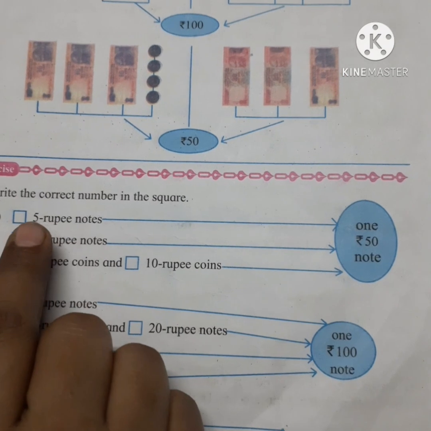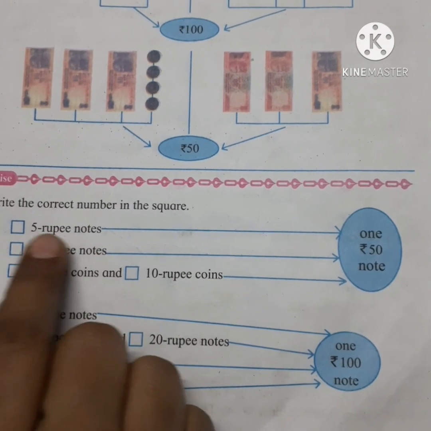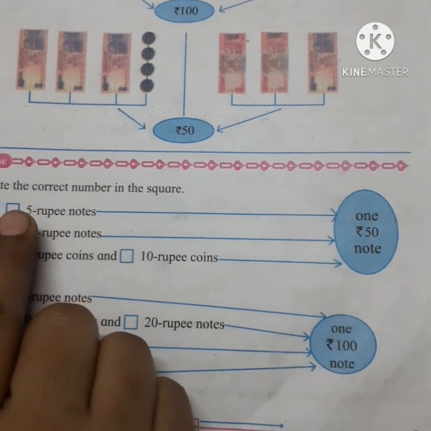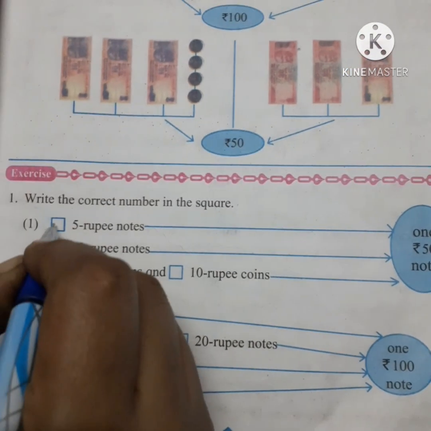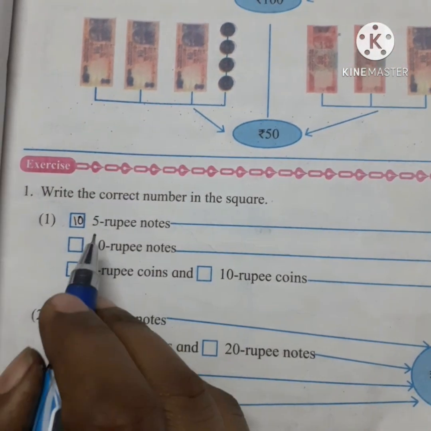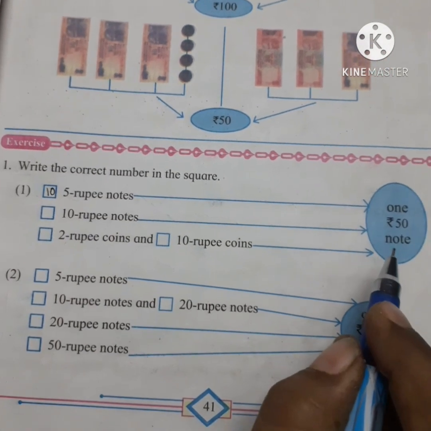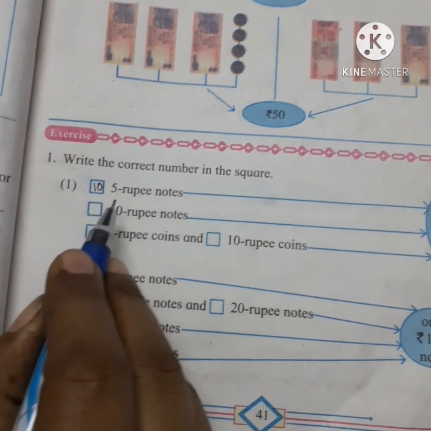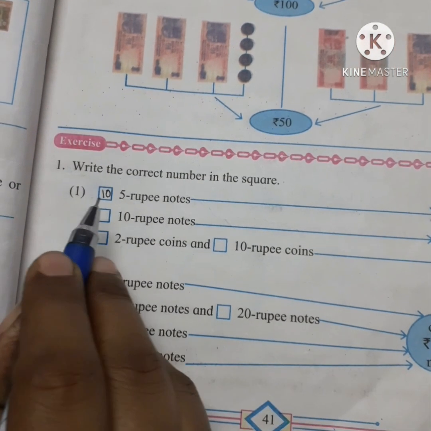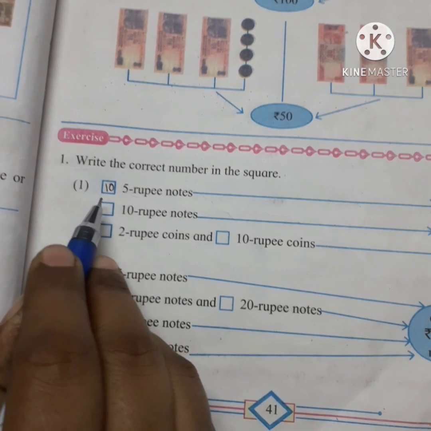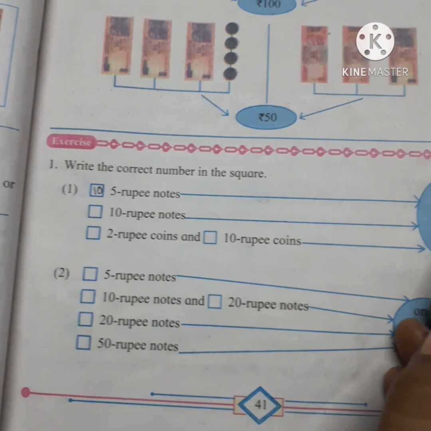If you take 5 rupee 4 notes, then 5 4s are 20 rupees. Same way, if you take 5 rupee 10 notes, then 5 10s are 50 rupees. So clear, for a 50 rupee note, if you take 5 rupee notes, you have to take 10 notes, so 10 5s are 50 rupees.